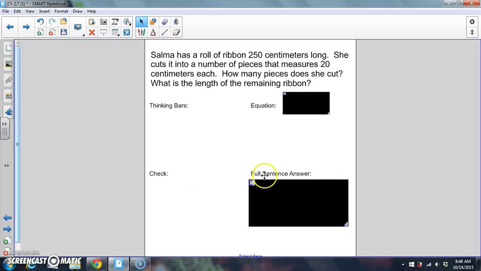And again, a full sentence answer at the end and checking our work are great strategies that we could use to solve. I look forward to hearing your ideas in small group.